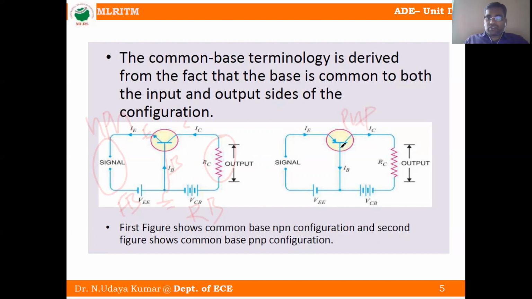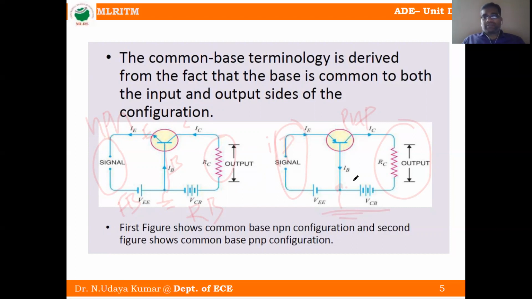Here also the base is common to both. This one is the input side for this circuit and this one is the output. So this base point is common to both the input and the output. That is why it is constructed like this. One terminal, the base, is common to ground. That is why it is also a grounded base configuration.